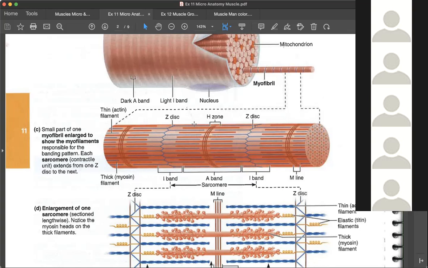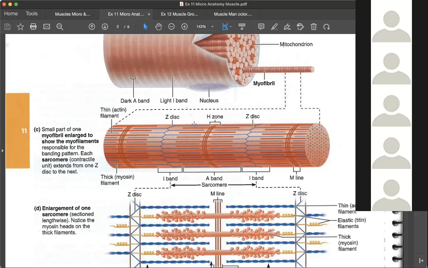In the area where you have the A band, anisotropic, not one, not a single, you have the overlap of the actin and myosin. You also have the area in the middle of that, a subset of the A band called the H zone, where it is just myosin. That is basically the distance between the ends of the two actin myofilaments from each other.